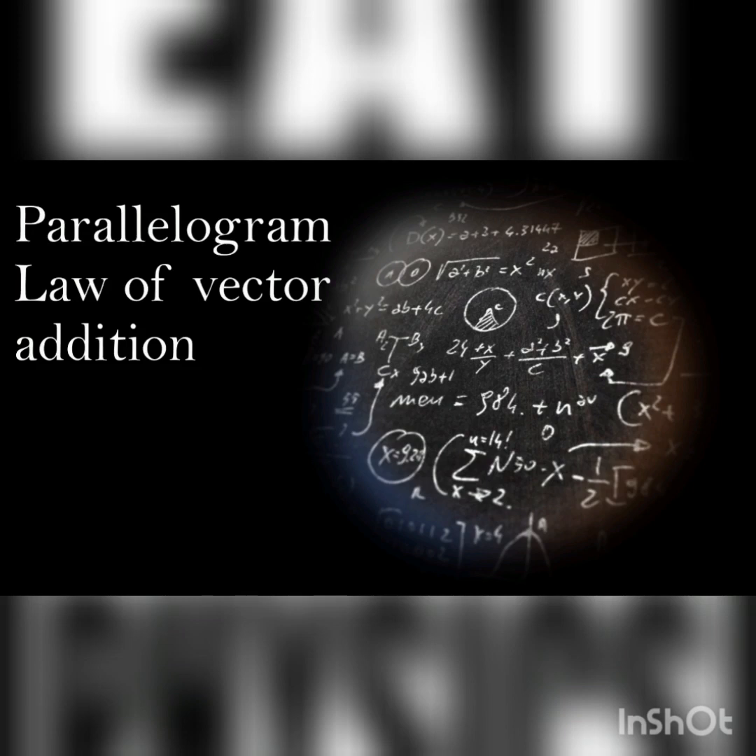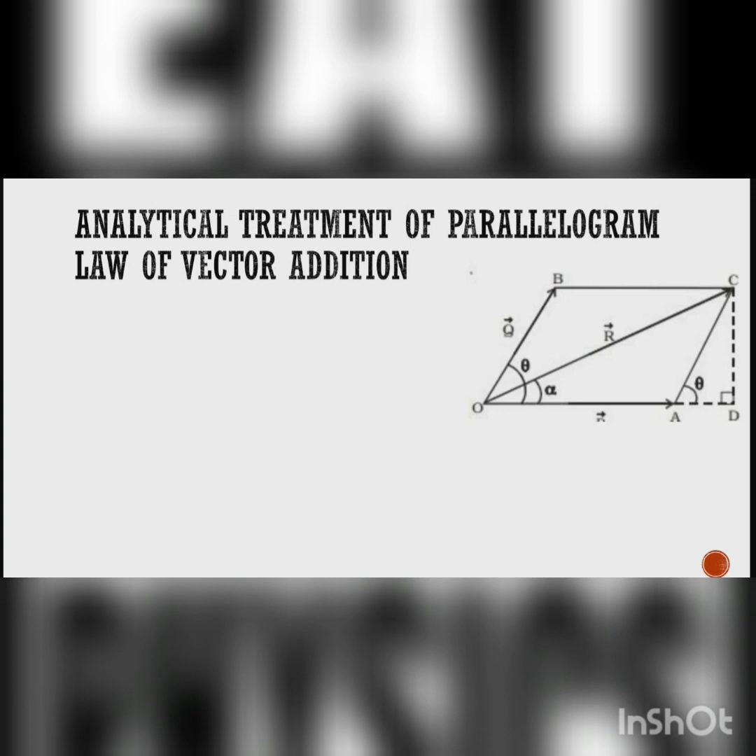I already discussed with you the statement of parallelogram law. This law basically states that if two vectors need to be added, then they can be represented as two adjacent sides of a parallelogram. Then the resultant is given by the diagonal of this parallelogram formed. The resultant is completely represented both in magnitude and in direction by the diagonal of the parallelogram so formed.